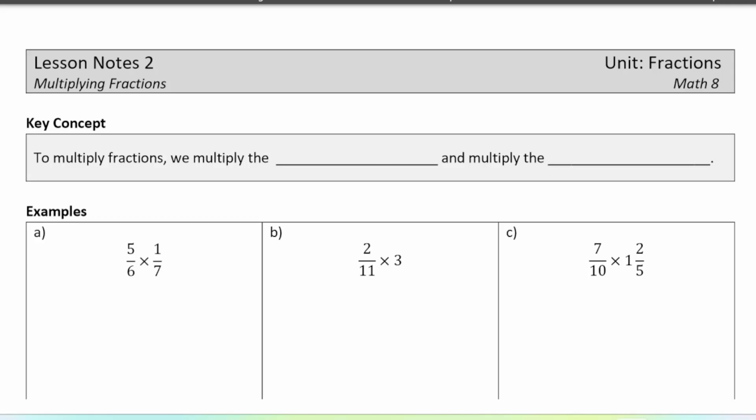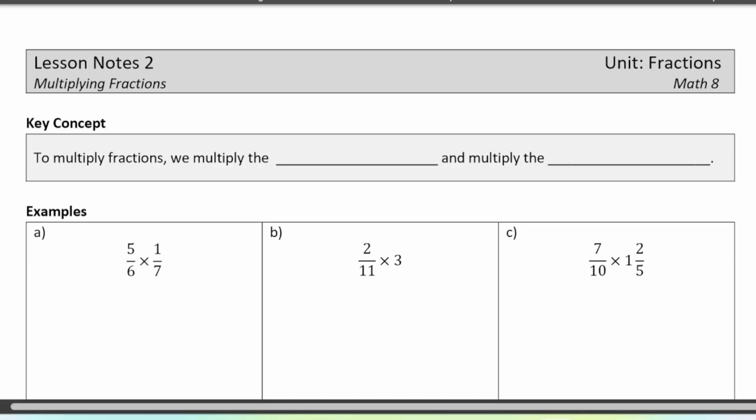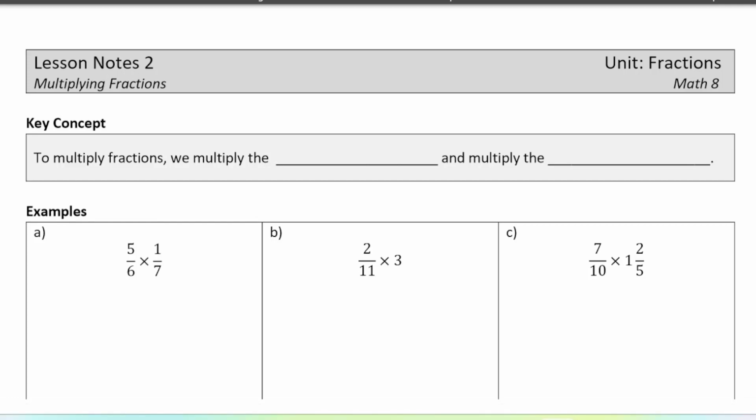This is lesson 2 in the fractions unit. We are multiplying fractions today. So the rule behind multiplying fractions is really simple, but there are some nuances to it to make it as easy as possible for yourself to get your answers fully reduced.